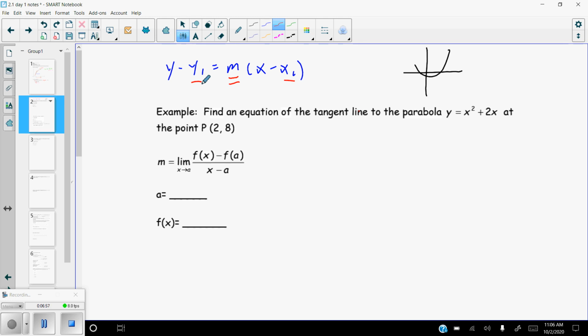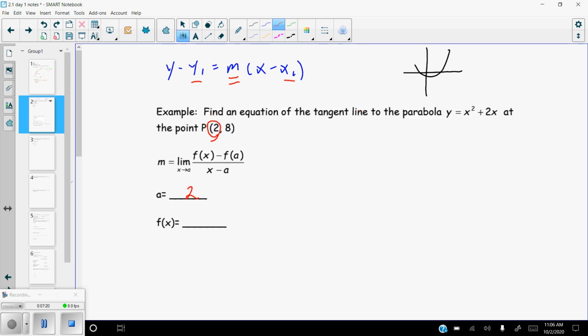So let's go ahead and work through this problem. We're going to find the equation of the tangent line to that parabola. In order to do that, we're going to have to find the secant slope and then take the limit as x approaches a. Okay, what is a? Well, a is your x value. That's all it is. It's the x value of the point that we're interested in. So we're going to write that down.